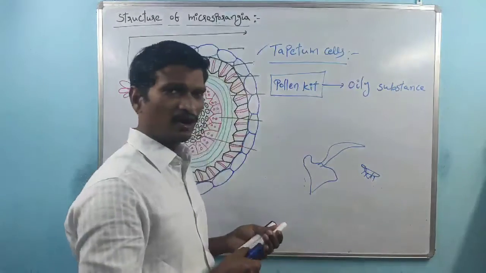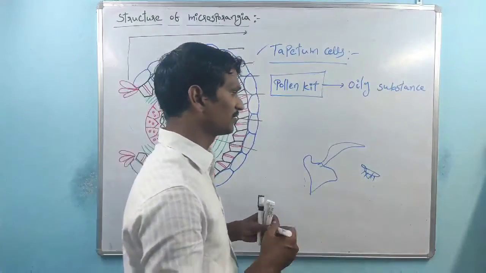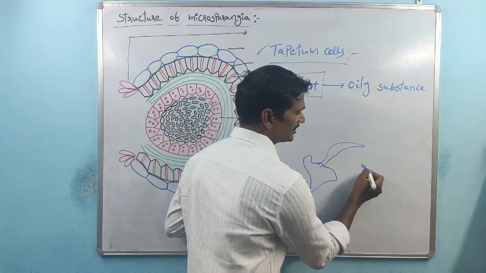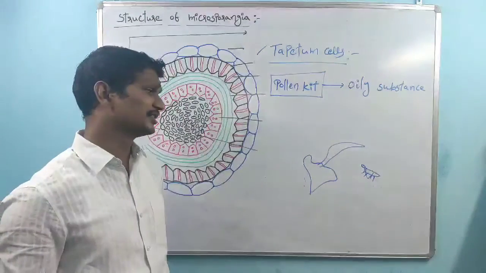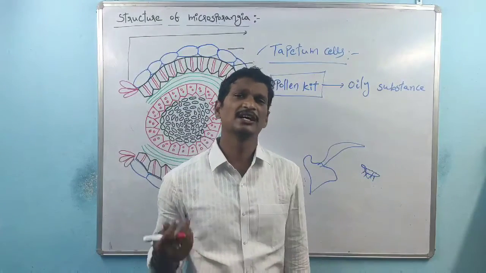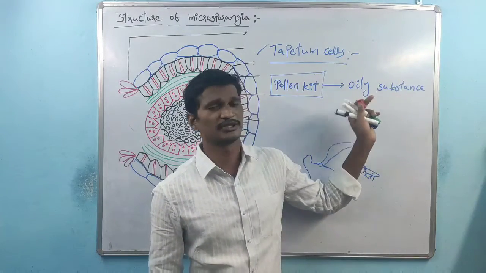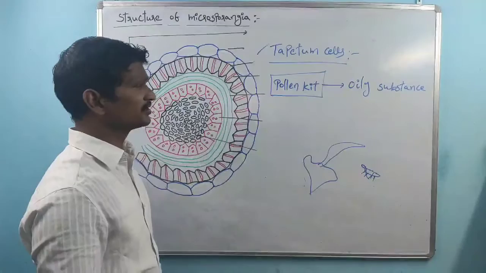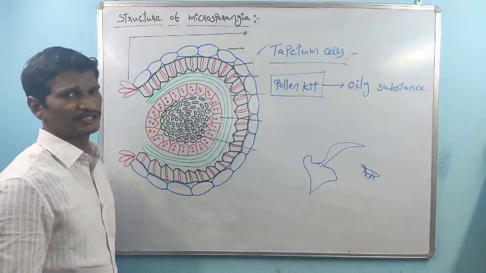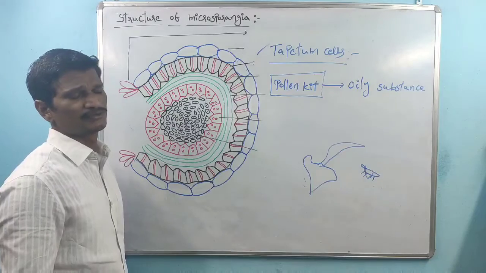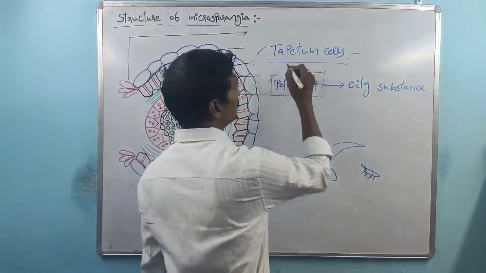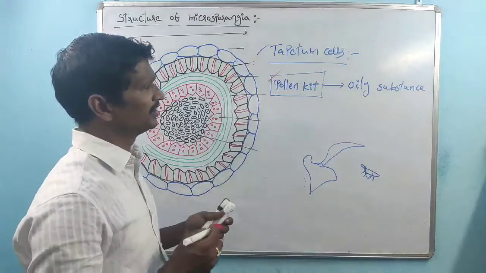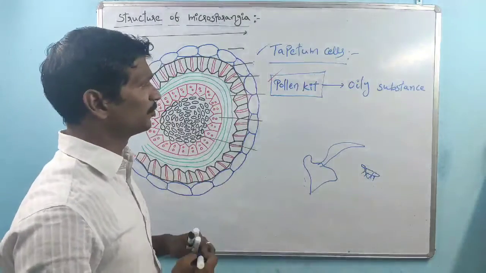When the insect lands on the flower, some of the pollen grains get attached to the insect. How are the pollen grains attached to the insect? Due to the oily substance. Due to this oily substance, the pollen grains are attached to the insect, and then insect pollination takes place. So here the pollen kit is supporting insect pollination. That is the first point: the oily substance is the first point within pollen kit.